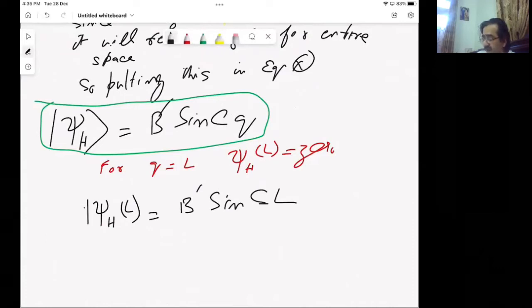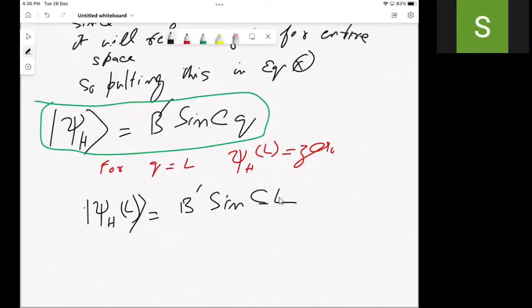The psi H is 0 at Q equal to 0 and Q equal to L. So if for Q equal to L, psi HL will be 0, this will become 0. Putting this value in this. Have you got why this is equal to this? When you put Q equal to L here, this becomes BL, and we have put Q equal to L. So that's why.